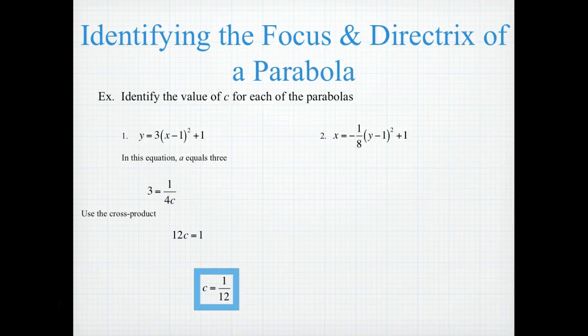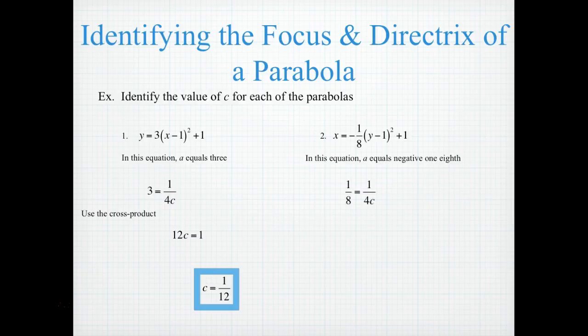In the next example, the equation reads x equals negative 1/8 times the quantity of y minus 1 squared plus 1. So in this equation, the value of a is equal to negative 1/8. Now, when identifying the value of c, the value of a being positive or negative doesn't really have any impact. So we don't worry too much about the negative sign since we're just identifying the value of c.